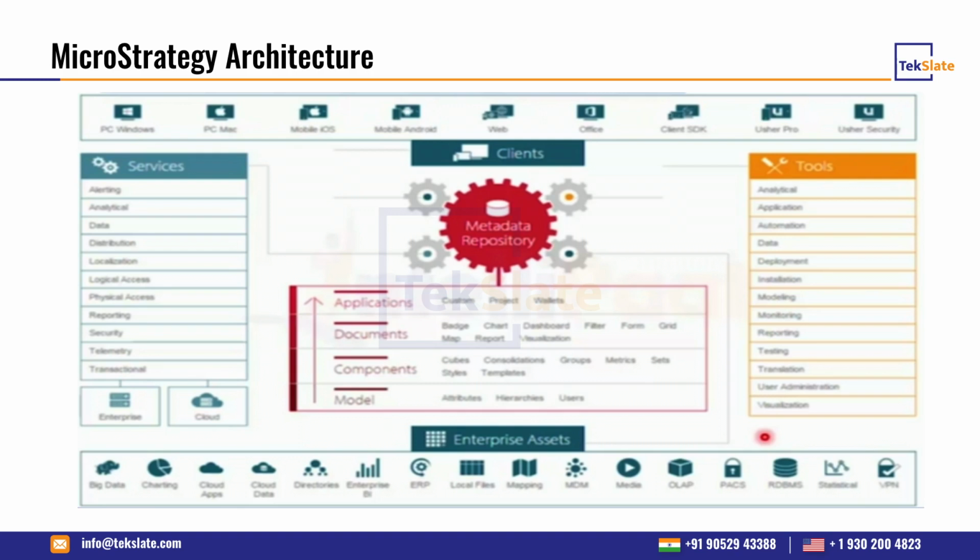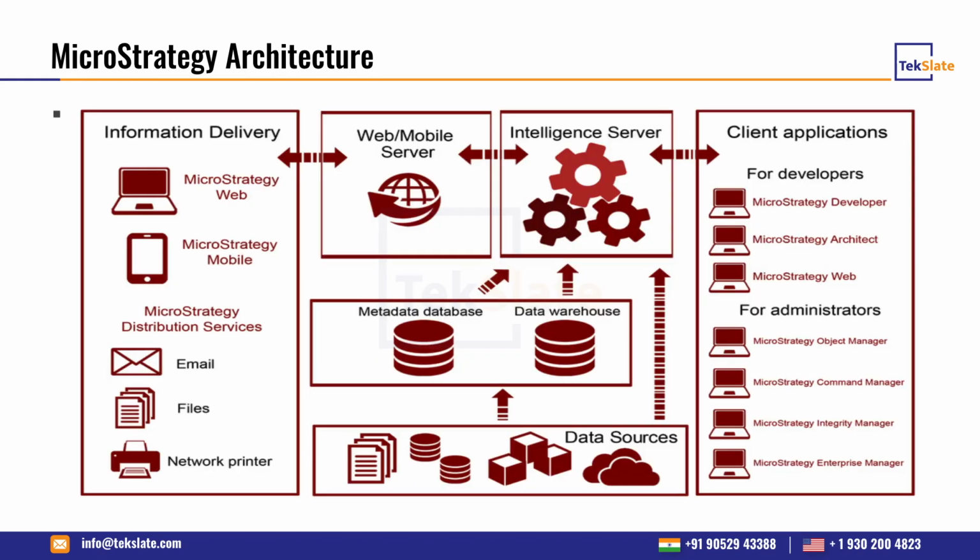Now we are going to see the MicroStrategy architecture. In this figure, we are going to see a number of objects available. Before discussing this slide, this is the important part. Here we have around 7 rectangles. From left to right, we have information delivery, web, mobile, intelligent server, and client application. But this slide we are going to discuss from right to left.